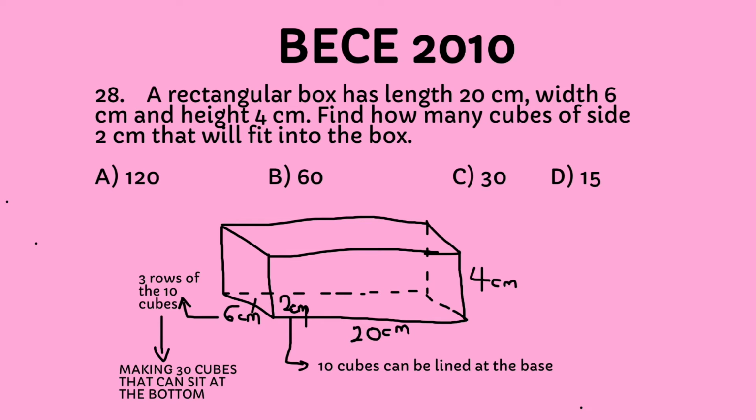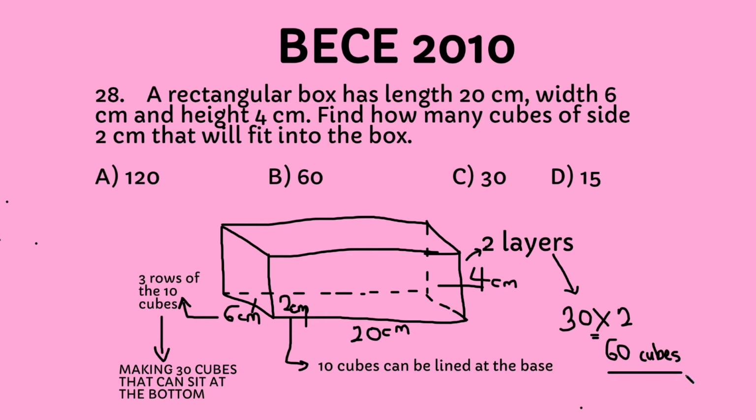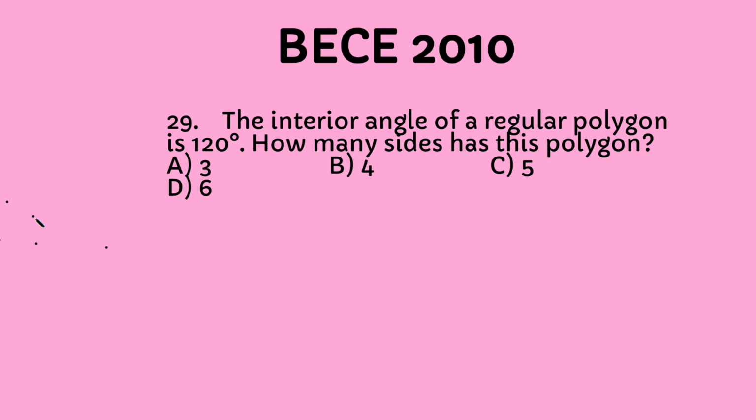How many layers of these 30 cubes can we have? Now, the height is 4 centimeters. That means in terms of the height, you're only going to be able to line cubes twice: 2 centimeters, 2 centimeters, and that's 2 layers. So we can have 2 layers of 30 cubes to fill up the rectangle, and 30 times 2 is 60. So in all, you can have 60 cubes and it will completely fill the box with the measurements given to us. Our answer is 28B.